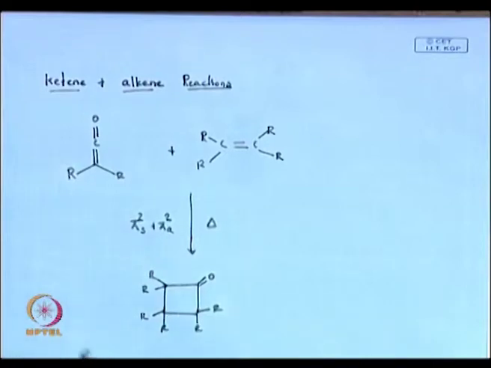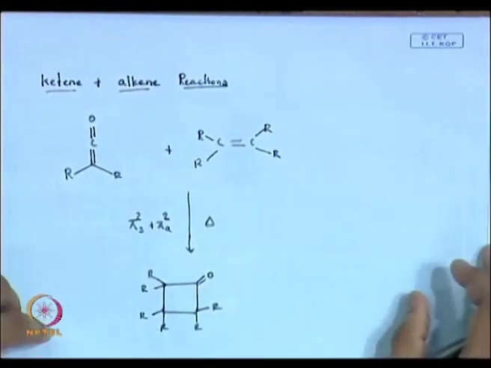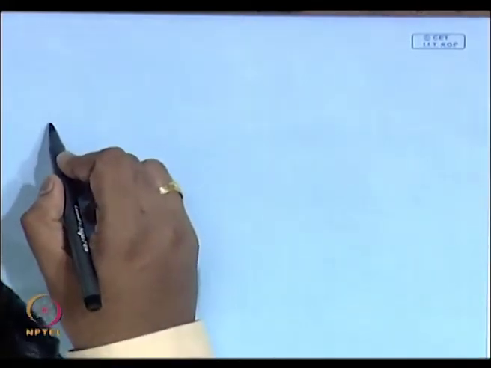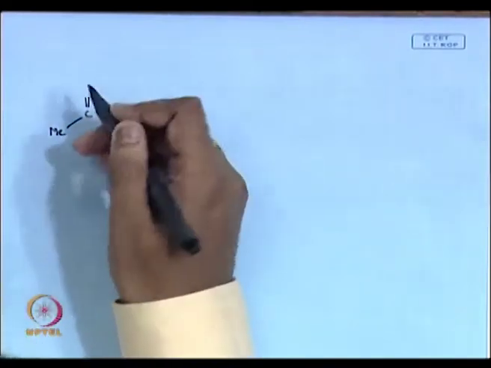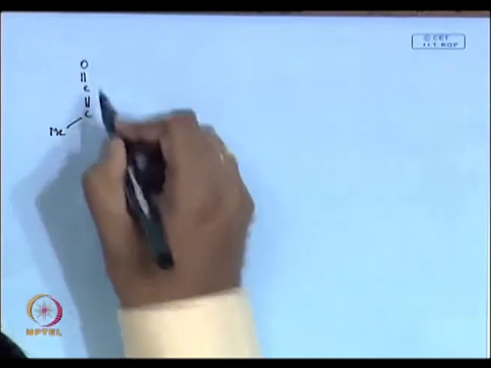Now, this reaction becomes really interesting if you talk about E olefins and Z olefins. If you take E olefin, the chemistry works in a different way, and if you take Z olefin, the chemistry will be a little bit different. They are more interesting, so we will see how it works. For example, I take a ketene. You know how to synthesize ketene now; we discussed methods by which you can synthesize ketenes.